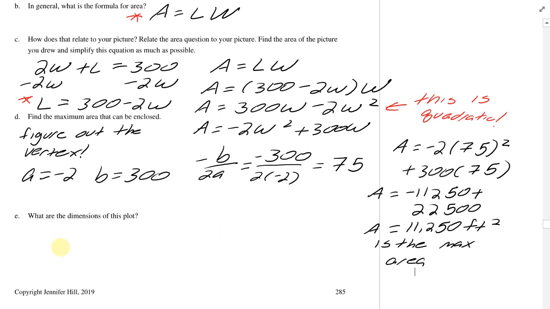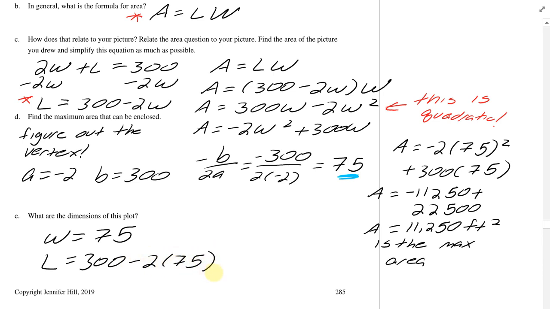Now, the last question says, what are the dimensions of this plot? So now I've figured out all of this information. I had this 75 here, and remember, I plugged it into my area equation for W. So what that means is my W is equal to 75. And then to figure out my length, I have to go back to some work we did earlier. We found that L was equal to 300 minus 2W. So if I just plug this in, I will get that my length is 150, and you're going to want to include the units on this.